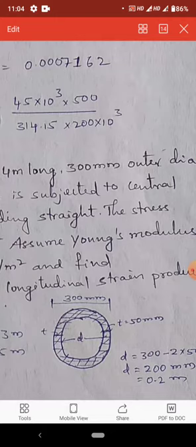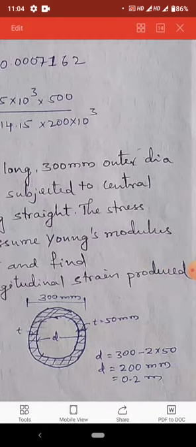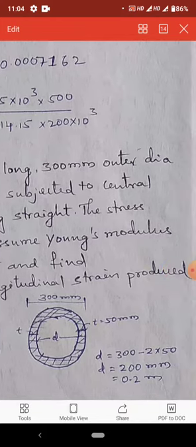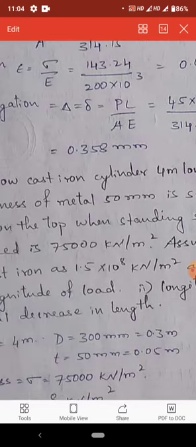Capital D is given to you, that is the value. D is equal to how much? 300 mm. Small d you have to calculate separately, that is outer dia minus 2 times the thickness. One thickness on the right side, one thickness on the left side. Therefore d is equal to how much? 200 mm. If you convert it to meter, 200 by 1000, it is 0.2 meter.